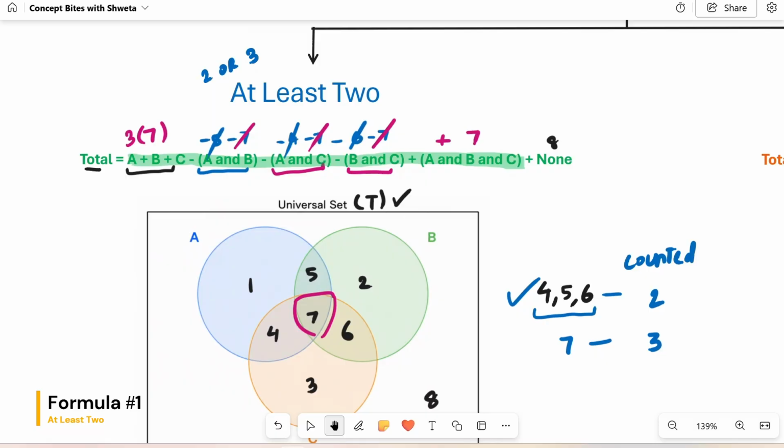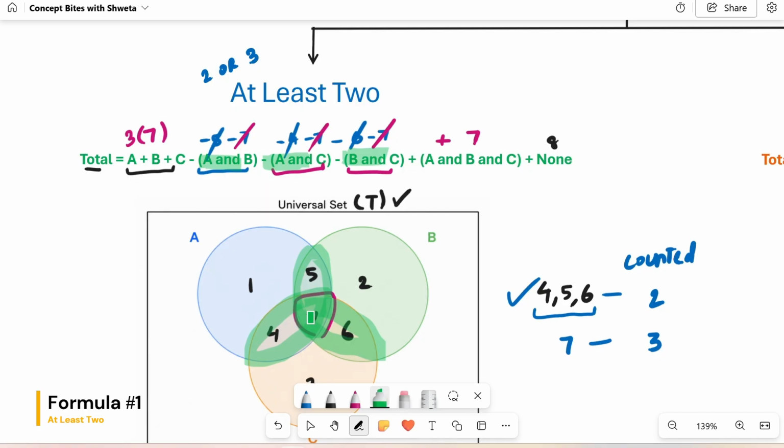Now, why did I say this is the at least two case? You see, when I talked about all of this information, A and C, A and B, B and C, I said they were everything in A and B, including the all three region, or everything in A and C, or B and C, whatever. You were not just looking at those elements that were in exactly two sets. You were instead looking at those elements that were in at least two sets, two or three. So when a question talks about all those people who like music and dance, and they're not saying only music and dance, it is then this formula.